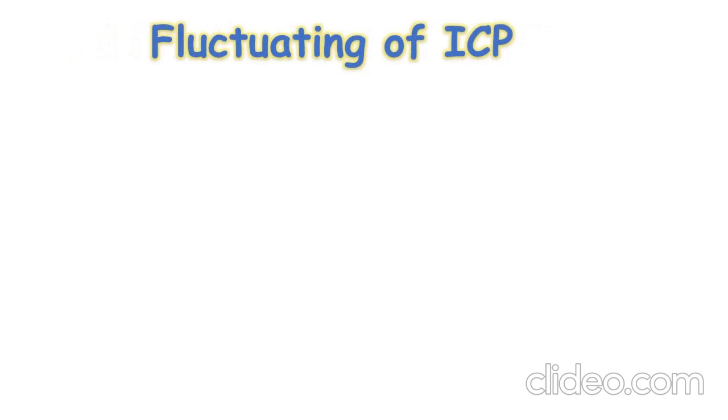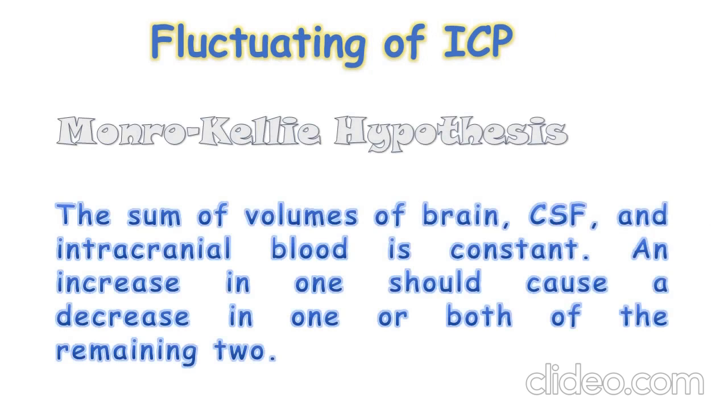Now let's see what happens when the intracranial pressure fluctuates. This is explained by the Monro-Kelly hypothesis. It tells that the sum of the volumes of brain tissues, CSF, and intracranial blood is constant. An increase in one should cause a decrease in one or both of the remaining two. As the skull is a rigid structure, the volume inside the skull is a constant.